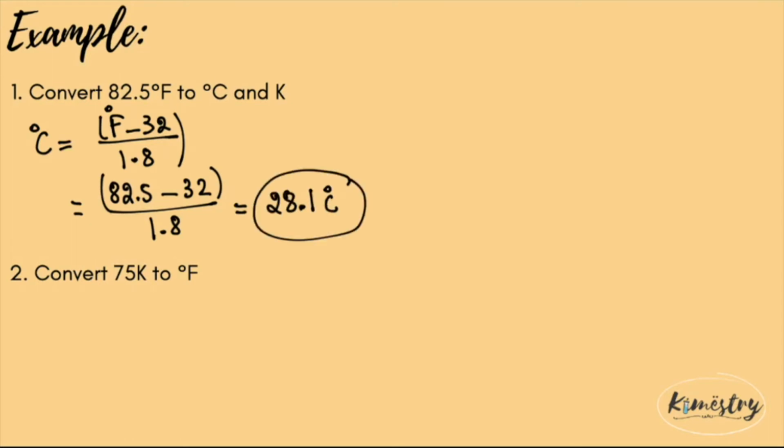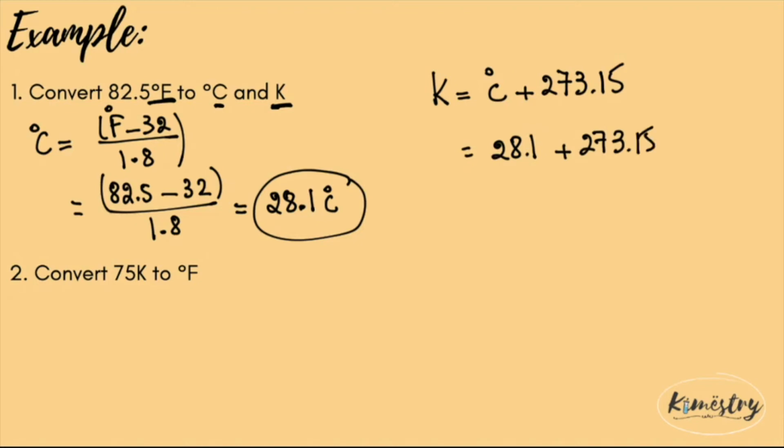If you look at the formula again, you might notice that there's no way that you can get from Fahrenheit to Kelvin. So in order to get to Kelvin, you're going to go through Celsius. Since we already found Celsius, we can just plug in the Kelvin formula. So K equals degree Celsius plus 273.15, which is equal to 28.1 plus 273.15, and you would get 301 Kelvin as your answer. Usually in the textbook we use 273.15, but you can also just use 273.